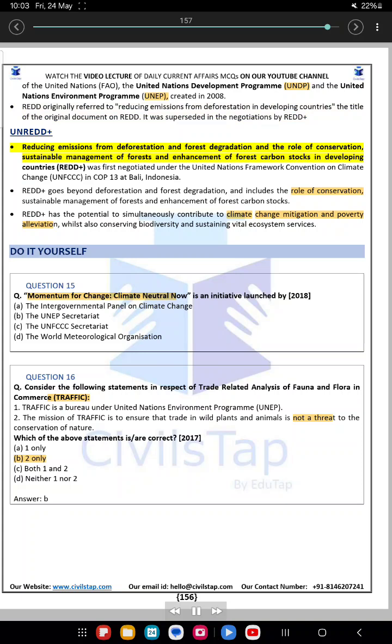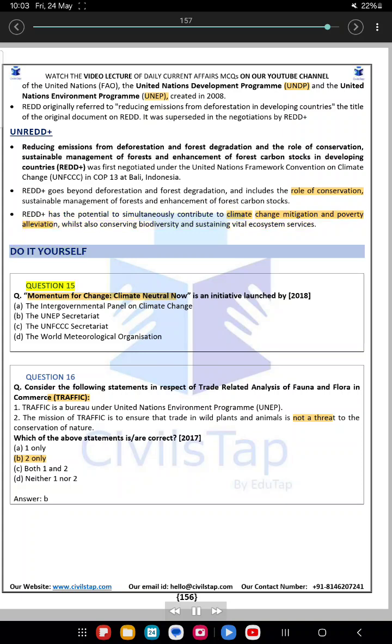REDD+. Reducing Emissions from Deforestation and Forest Degradation and the Role of Conservation, Sustainable Management of Forests and Enhancement of Forest Carbon Stocks in Developing Countries. REDD+ was first negotiated under the United Nations Framework Convention on Climate Change, UNFCCC, in COP13 at Bali, Indonesia. REDD+ goes beyond deforestation and forest degradation and includes the role of conservation, sustainable management of forests and enhancement of forest carbon stocks. REDD+ has the potential to simultaneously contribute to climate change mitigation and poverty alleviation, whilst also conserving biodiversity and sustaining vital ecosystem services.